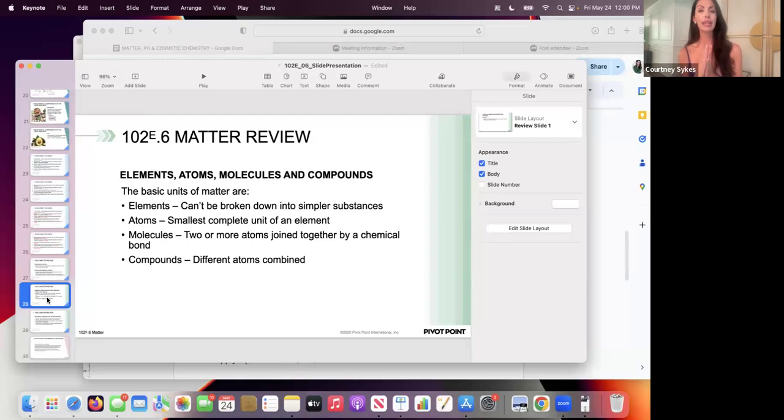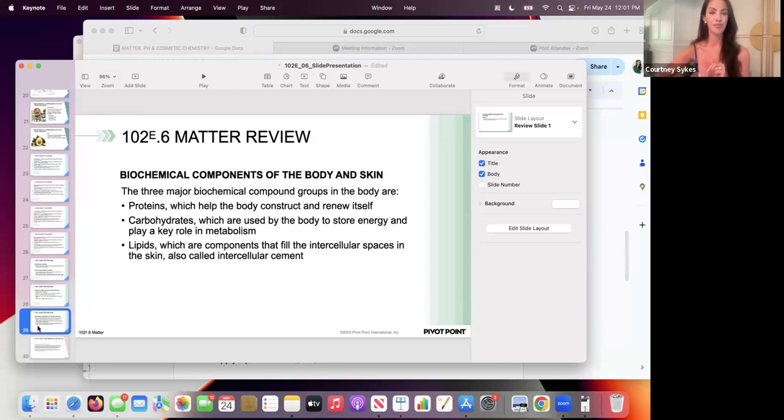Then we talked about elements. They cannot be broken down into simpler substances. We talked about atoms, the smallest complete unit of an element. We talked about molecules: two or more atoms joined together by a chemical bond can be an elemental molecule or a compound molecule.